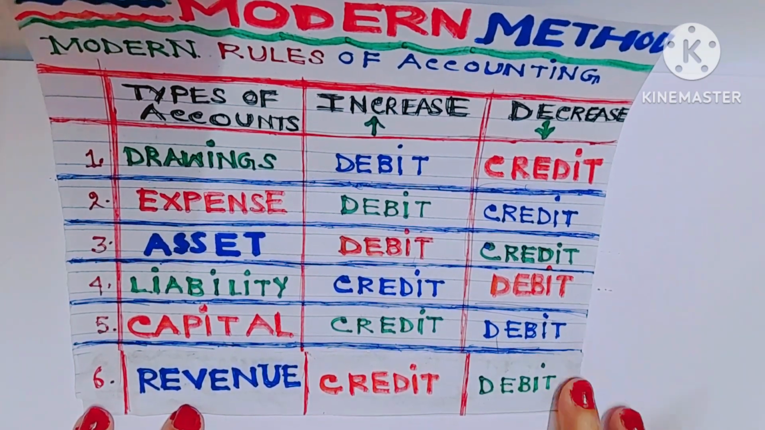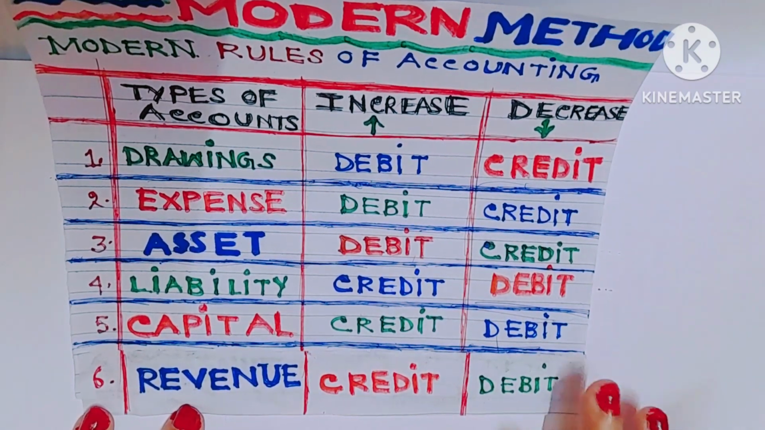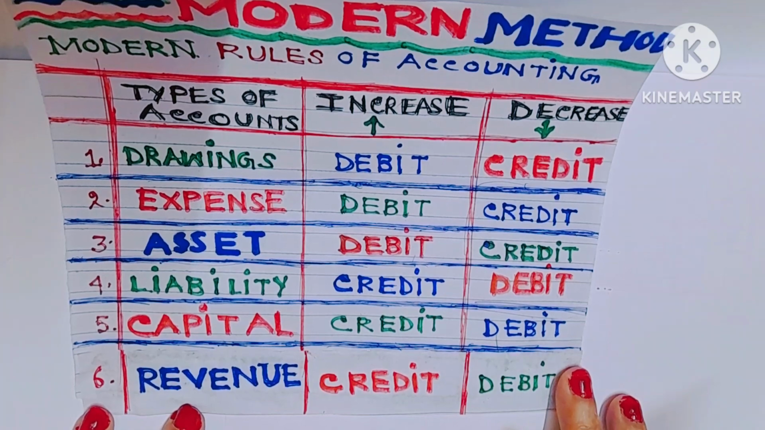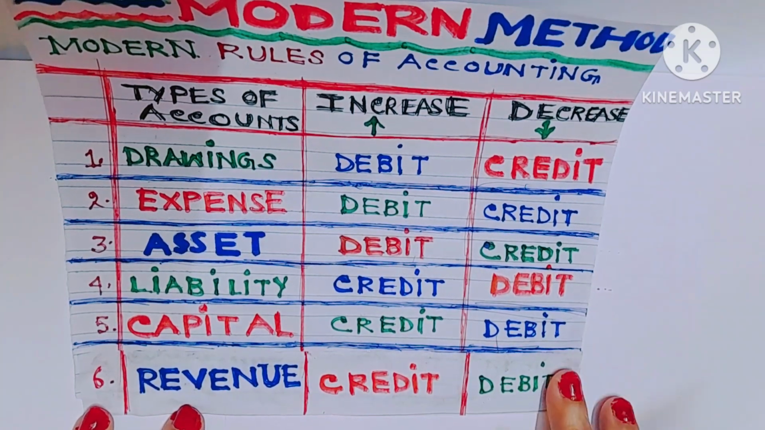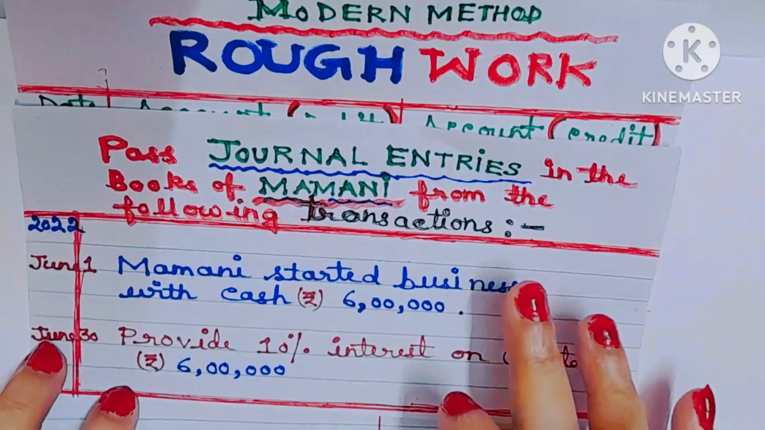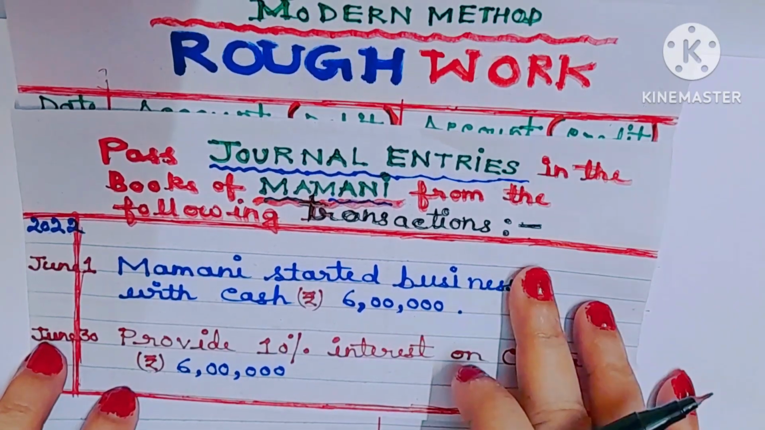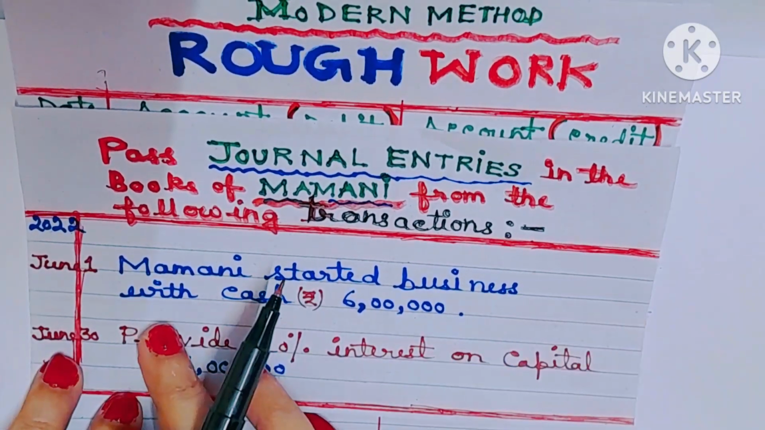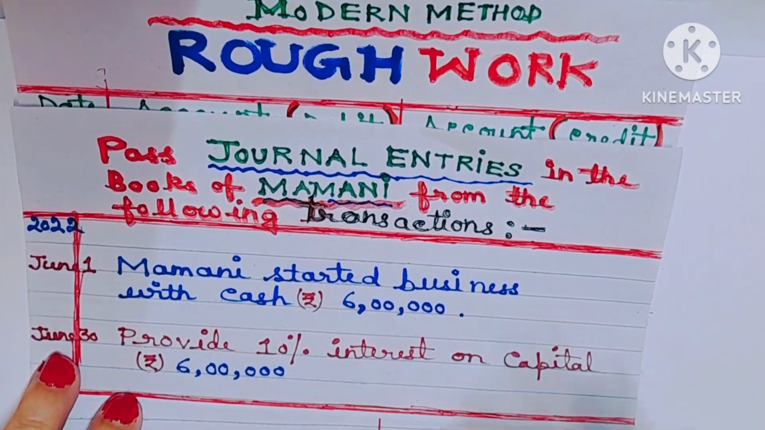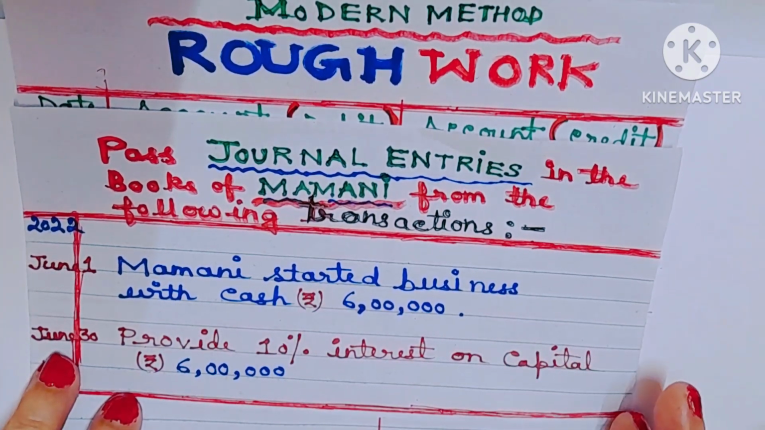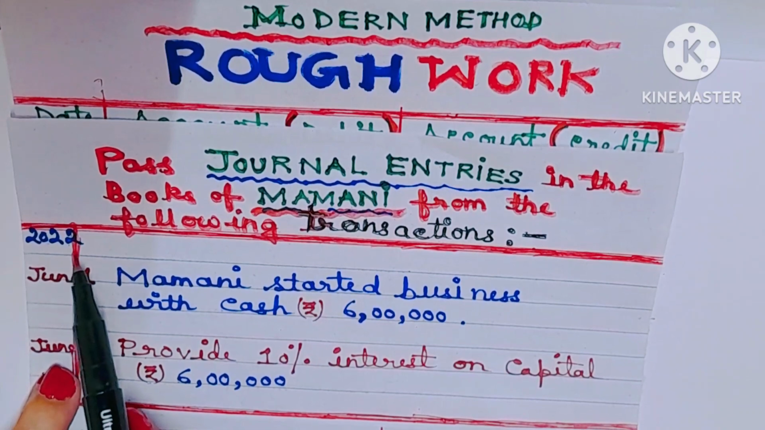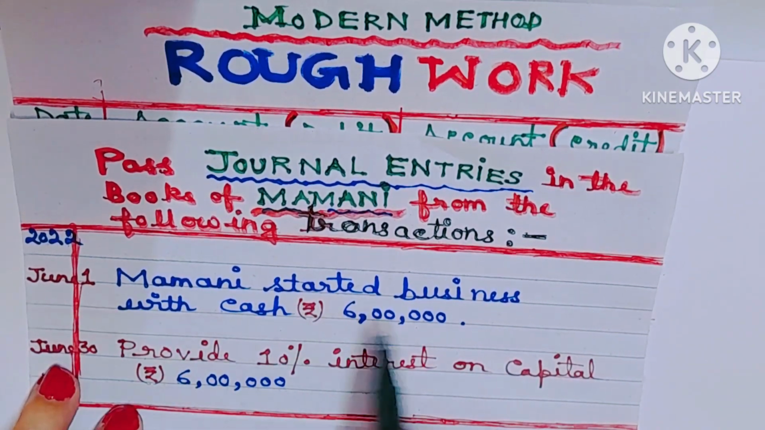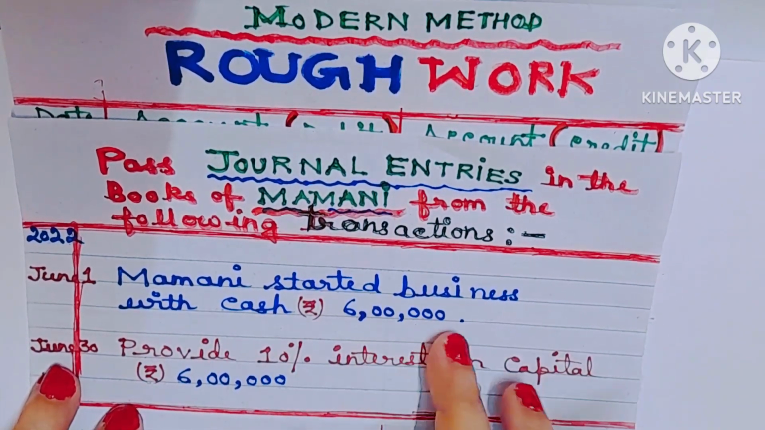Now let's do the problem by applying the modern method. I've already solved the problem by applying the traditional method. Now let's solve the problem by applying the modern method. I'll do it in rough first to make you understand. So the first transaction, I'll be applying this modern method with the same problem. On 1st June 2022, Mamuni started business with cash rupees 6 lakhs.